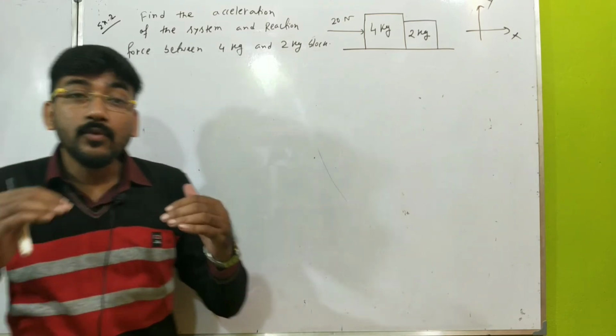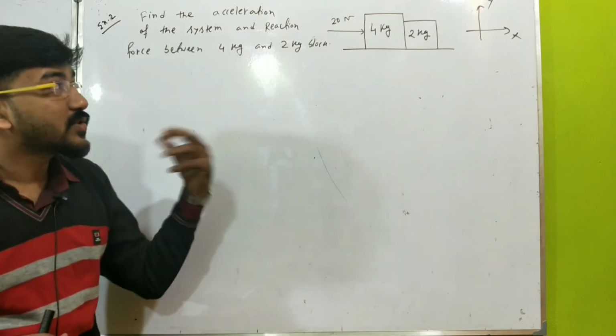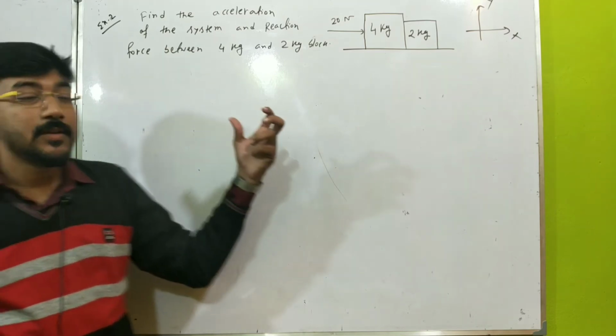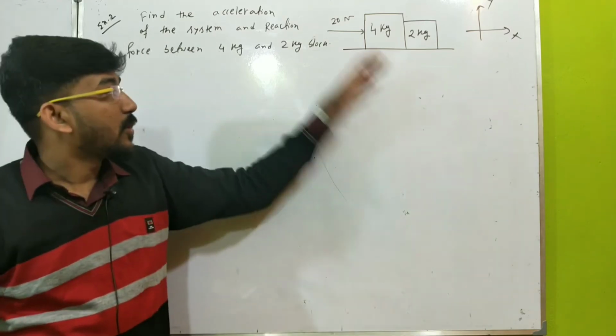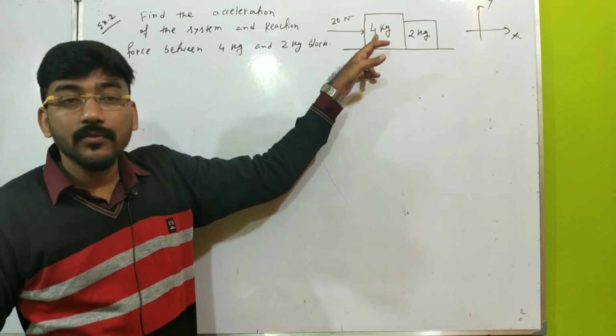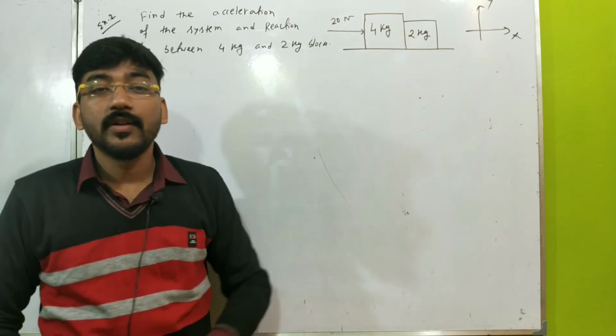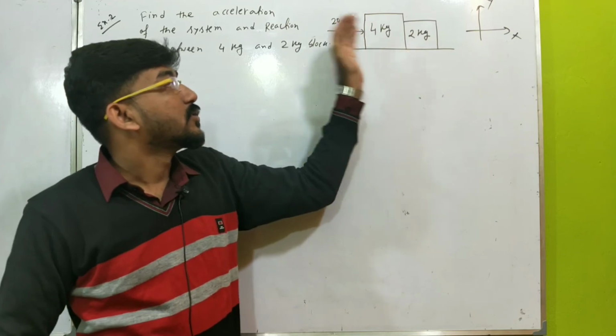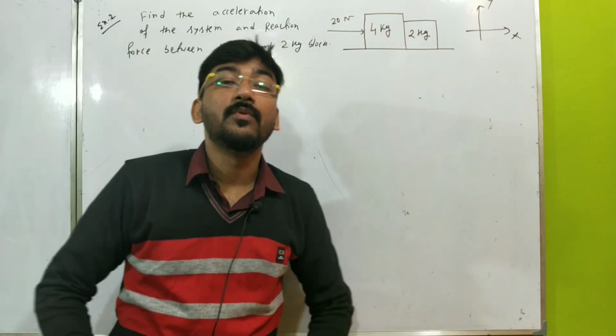So you have to follow the steps first. Okay, so what are the steps? I've said earlier, the first step is you have to observe the system. So observe हमने कर लिया है. यहाँ पर 20 न्यूटन फोर्स एक्ट कर रहा है 4 kg ब्लॉक के ऊपर, और 2 kg ब्लॉक is connected to the 4 kg ब्लॉक. So if the 4 kg block is moving, the 2 kg block must move.